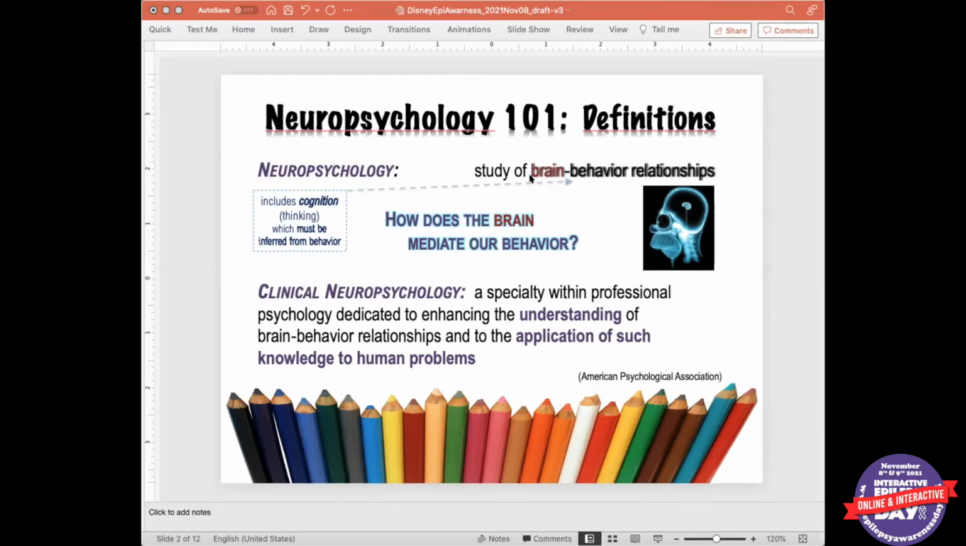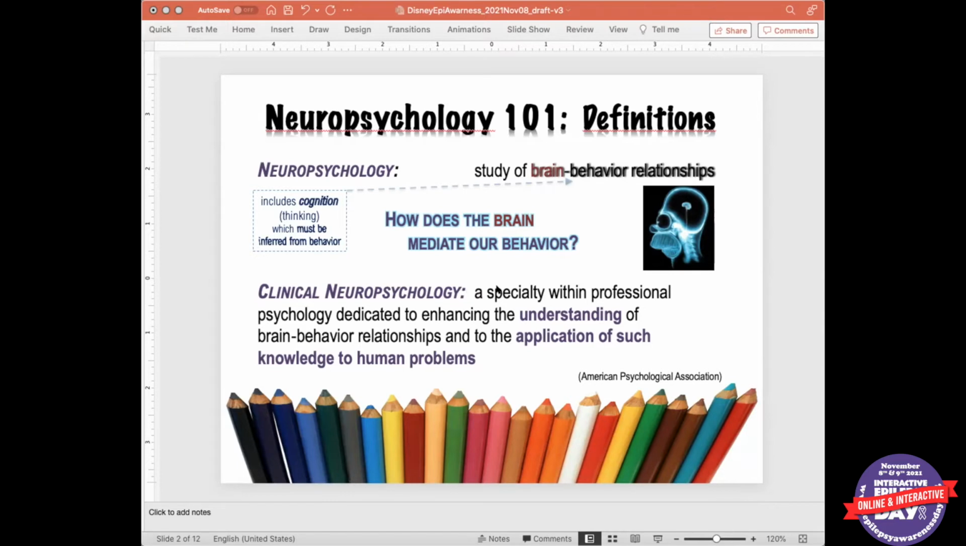So you have to infer from somebody's behavior, and so we talk about neuropsychology as the study of those relationships, brain-behavior relationships. But the major question the neuropsychologist is interested in is, how does the brain mediate our behavior? And how does that happen in epilepsy, in different versions of epilepsy?